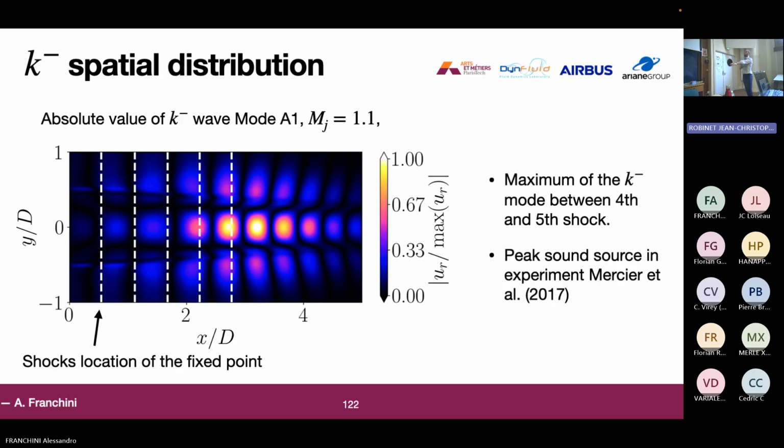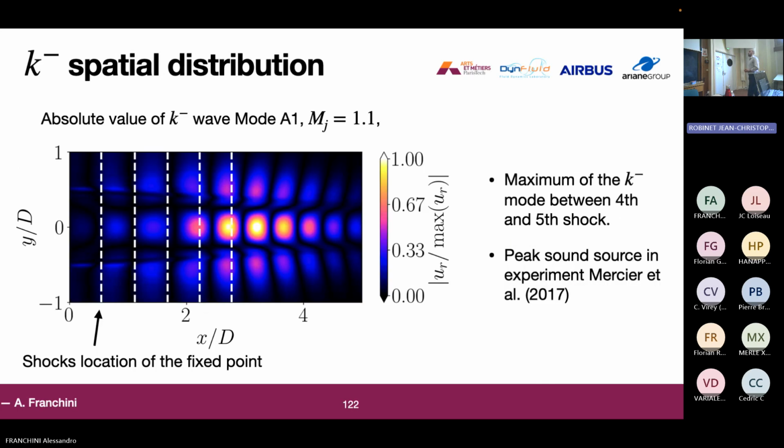If we take a look now at the absolute value of this K minus spatial distribution, we can see that the maximum of this mode is between the fourth and fifth shock, which has also been the peak sound source in experiments from Kaji and others. Here the dashed line represents the shock location.